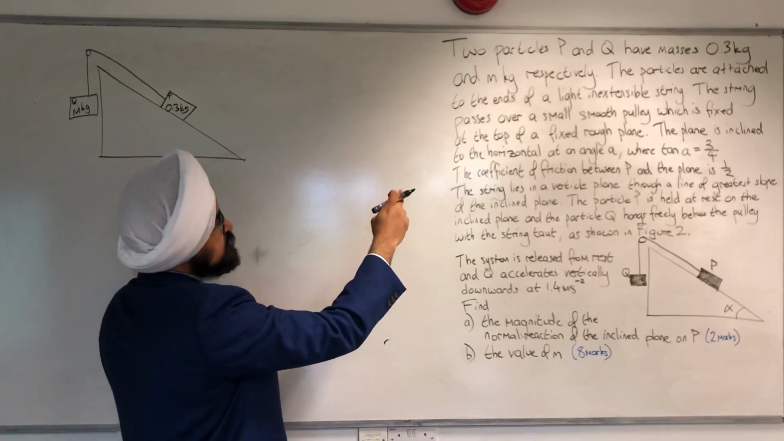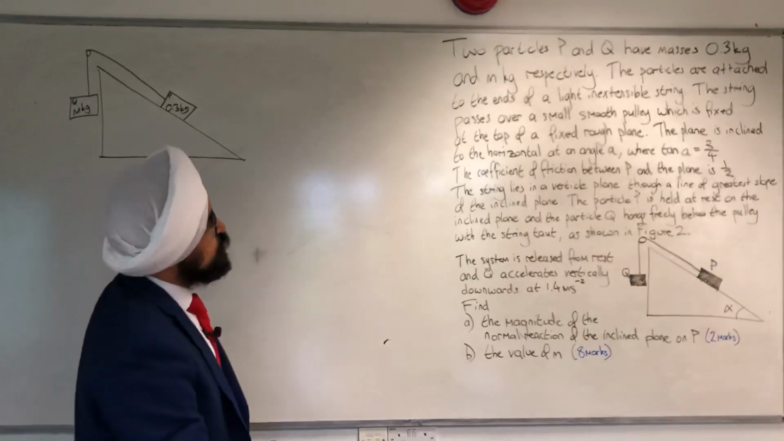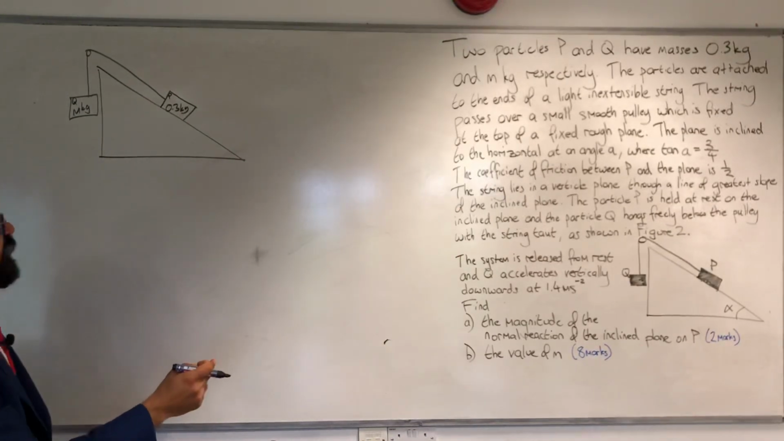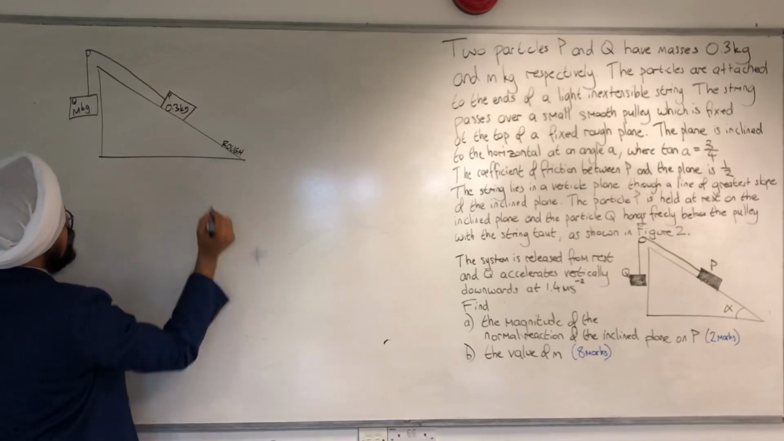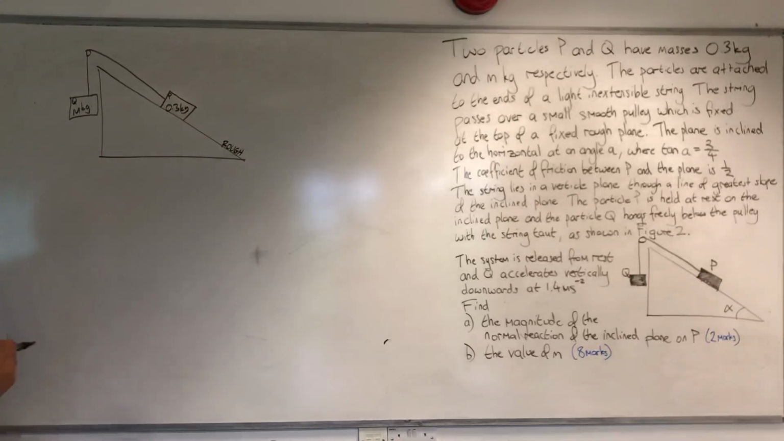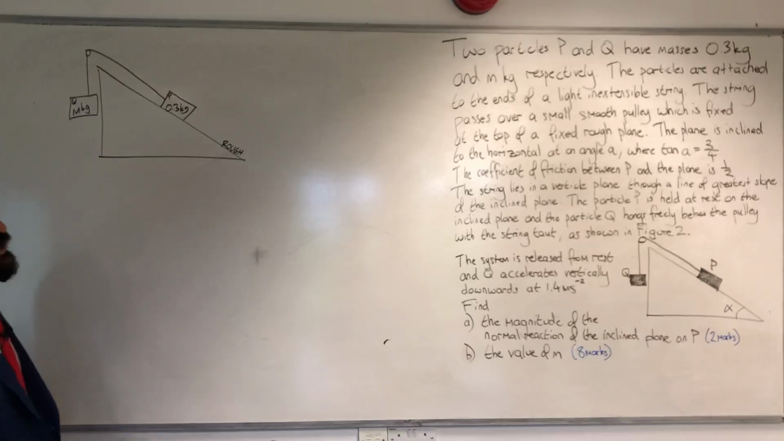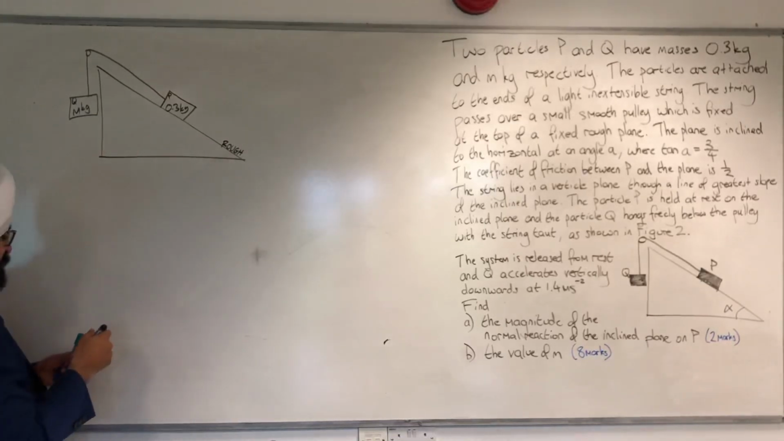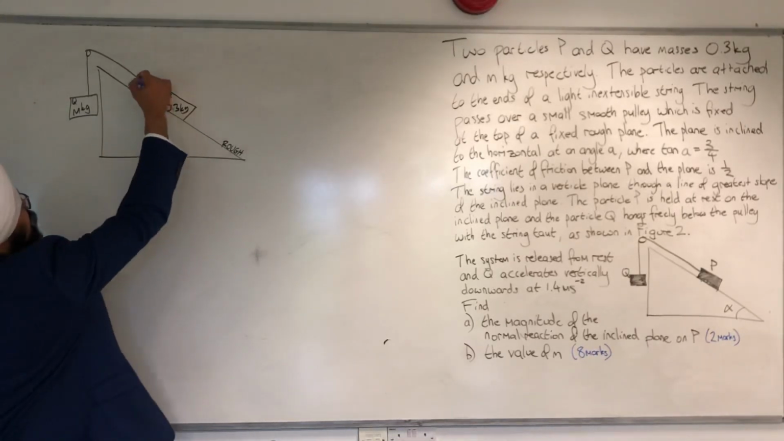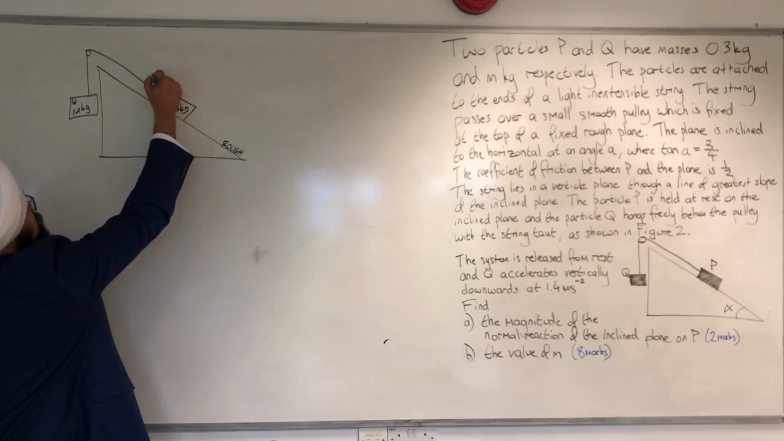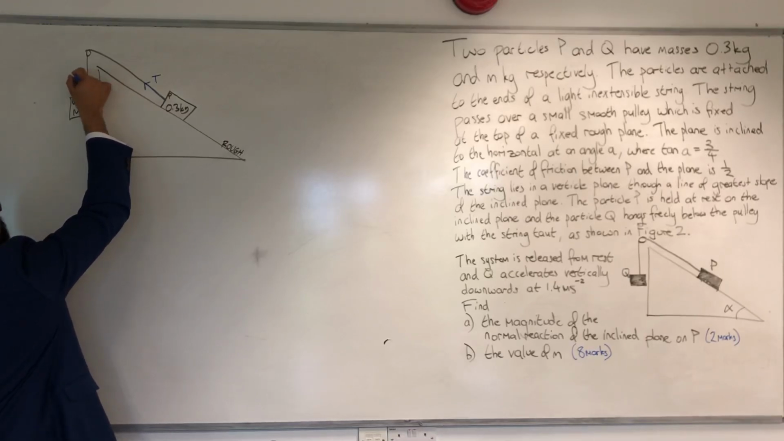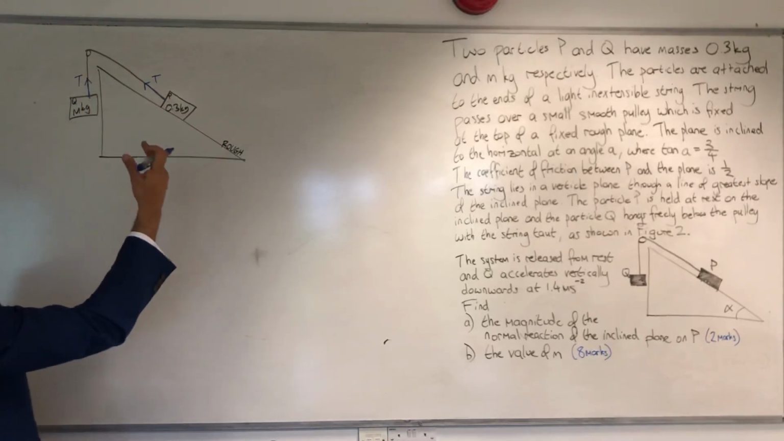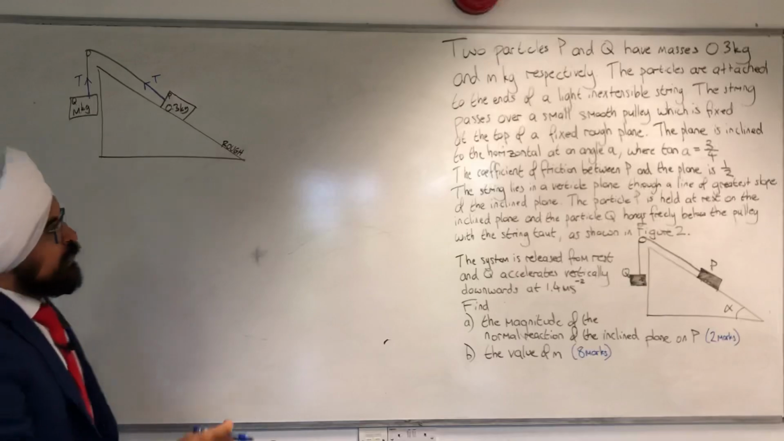The string passes over a small smooth pulley which is fixed at the top of a fixed rough plane. My advice is to write down whether the plane is rough or smooth here. Okay, so I've extracted that information out as well. You've been told that the string is light and inextensible. That means that there's a tension force acting here, and the tensions for both particles are the same. And in addition, you know that the acceleration for both particles will be the same.